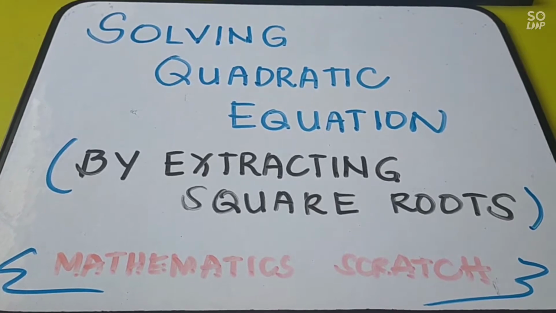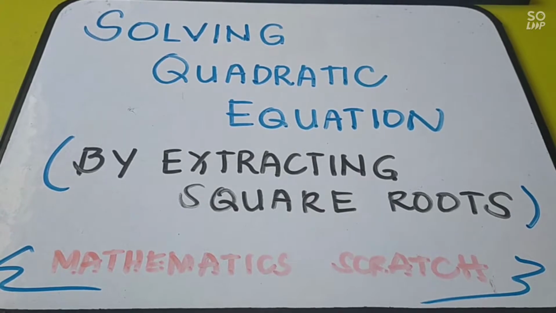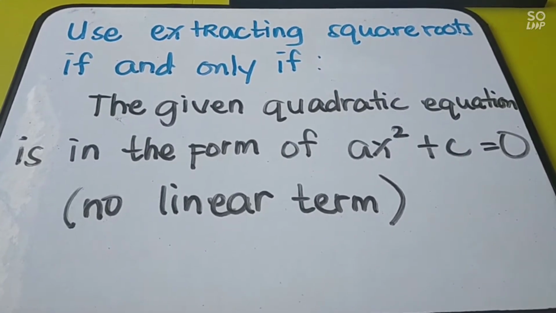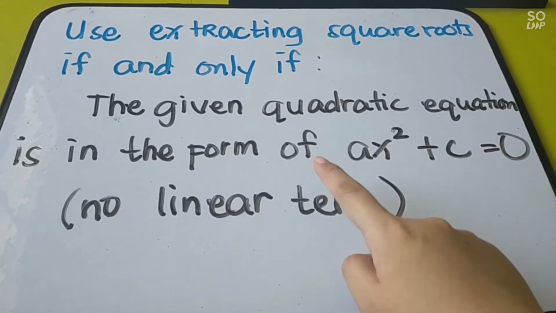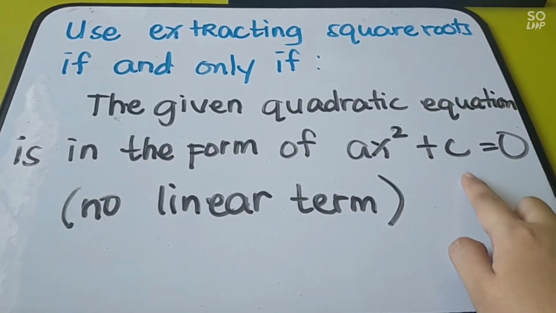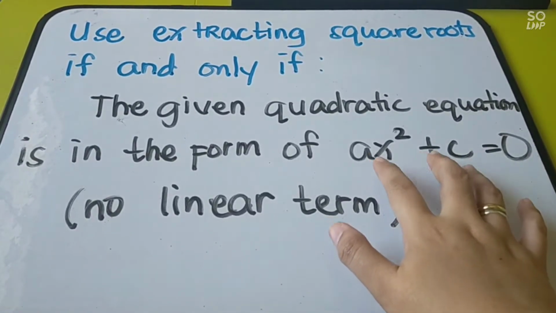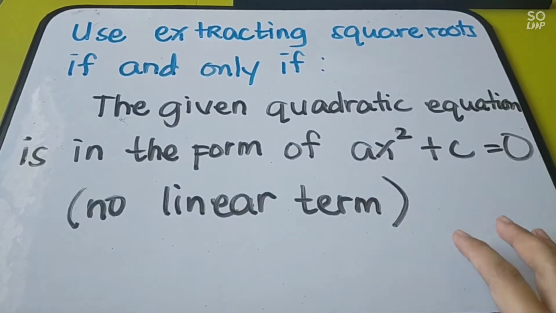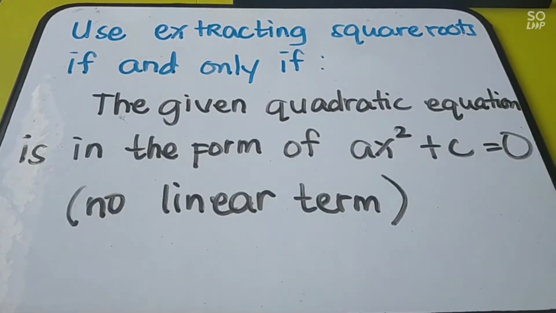The topic for today is about solving quadratic equations by extracting square roots. Kailan ba natin dapat gamitin ang extracting square roots? We are going to use extracting square roots if and only if the given quadratic equation is in the form of ax squared plus c is equal to 0. As you can see in our given quadratic equation, there is no linear term. So, dyan mo lang magagamit si extracting square roots. So, please take note of that.